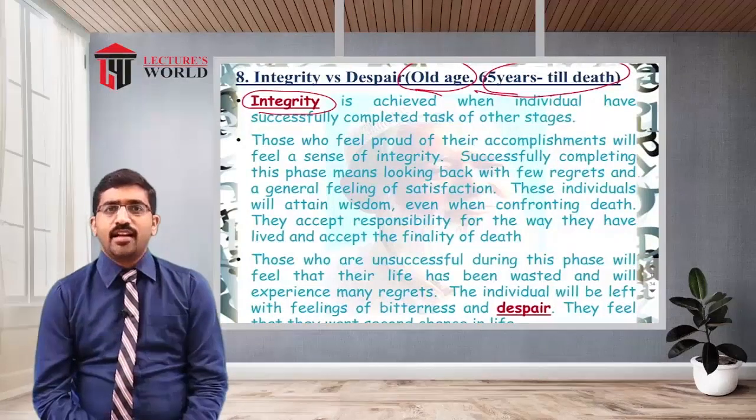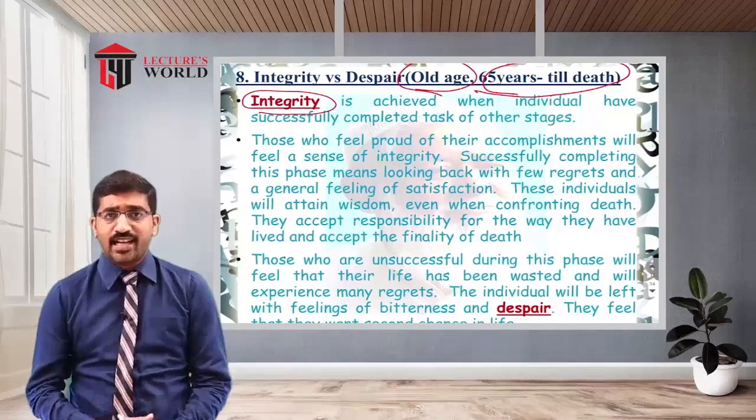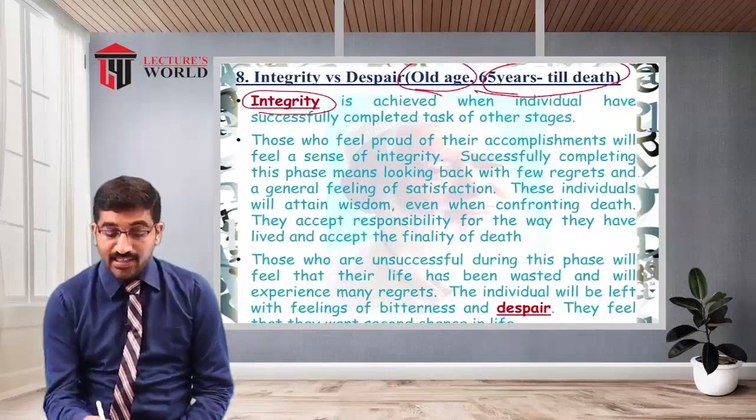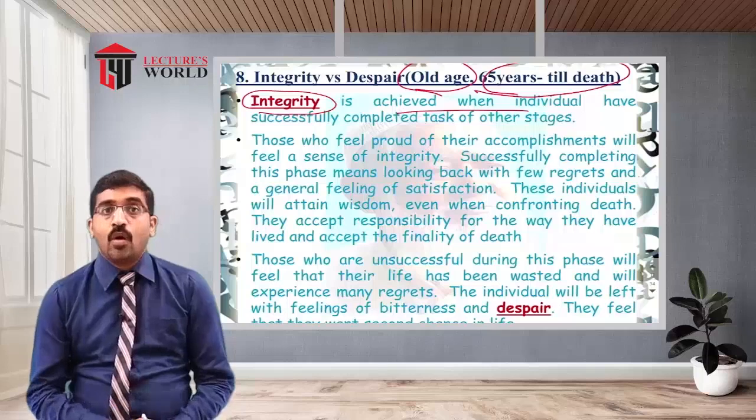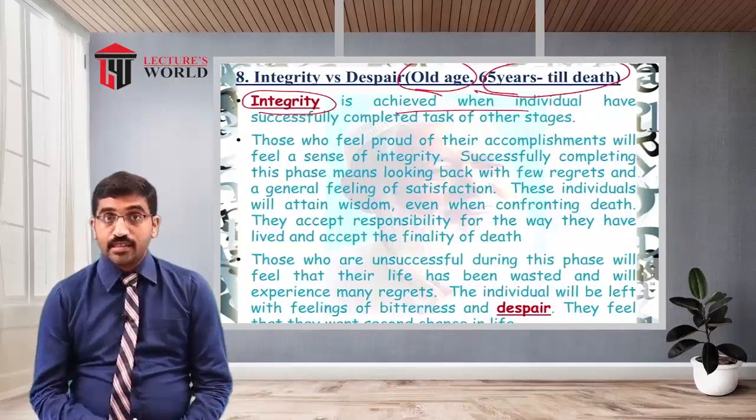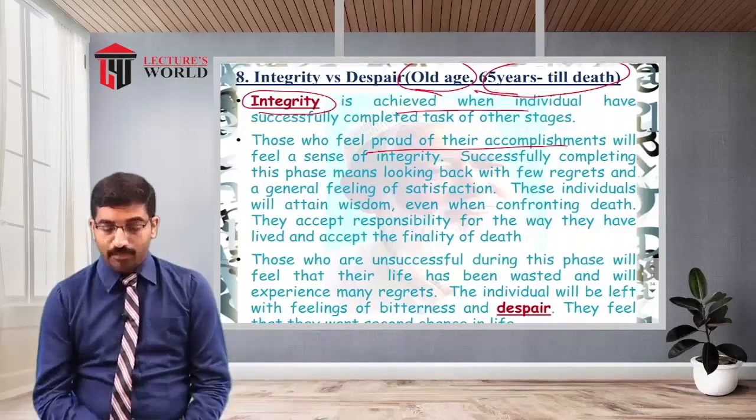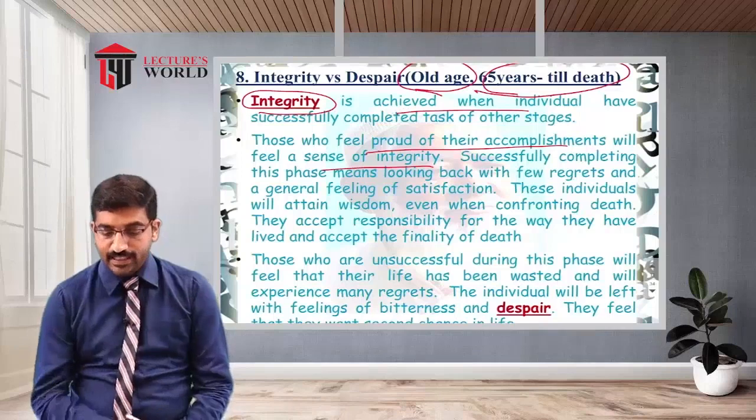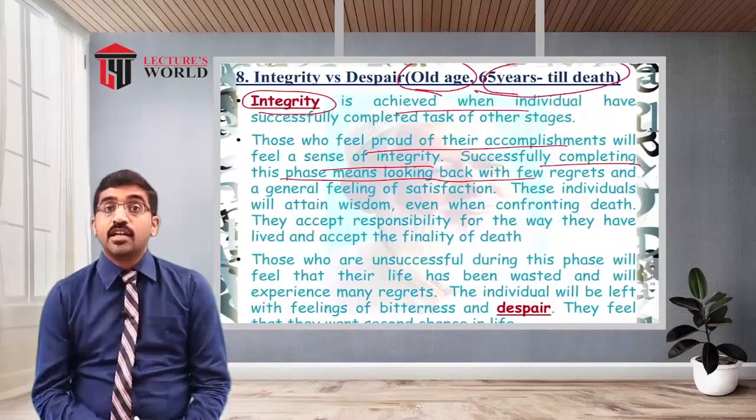65 years or till old age, you may have some old people in your home, in your neighborhood, or among your relatives. Just think, they may feel that I have achieved everything, now I am on pension, I am retired, I have done everything, or now my age is over, now I cannot do anything. Such things come to their mind. So integrity means they feel proud. They feel proud about their accomplishments. They feel a sense of integrity, and successfully completing these feats means they look back without regrets.